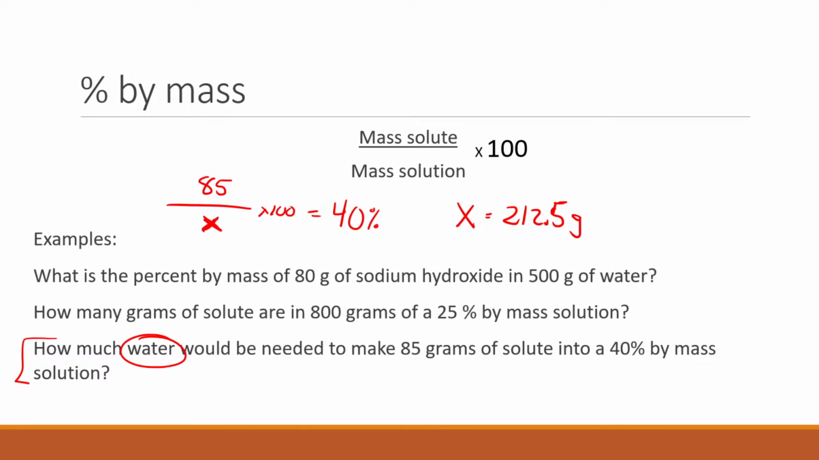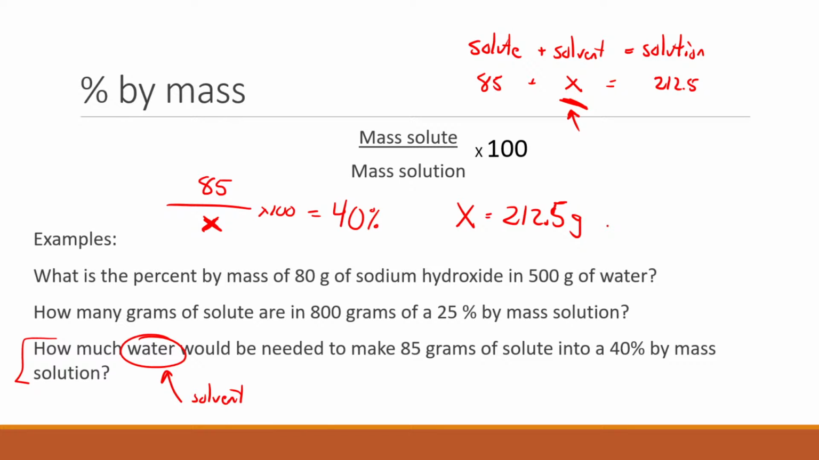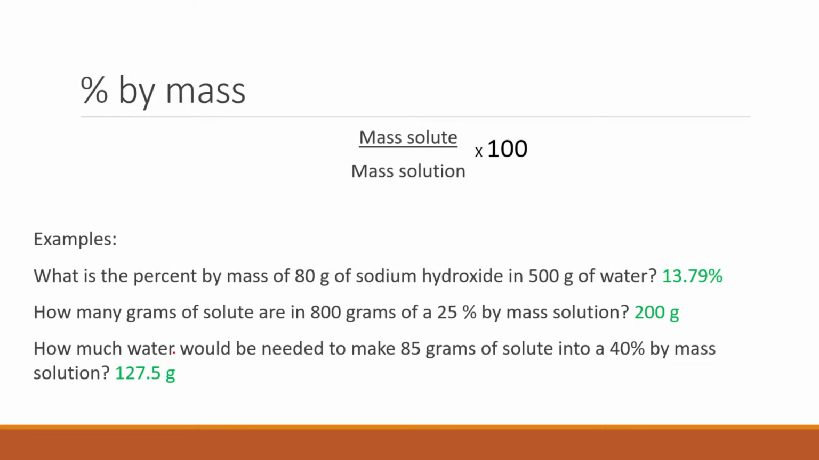212.5 is not the answer to this question because this x is the mass of the solution. And like we said before, solute plus solvent equals solution. And they are asking us for the solvent. So we know the solution is 212.5. We know the solute is 85. And so we actually need to do a little subtraction to solve for x, where we get the right answer of 127.5, subtracting the 85 from the thing we solved for. And when we look at our answers here, they are going to line up nicely with what we solved for.